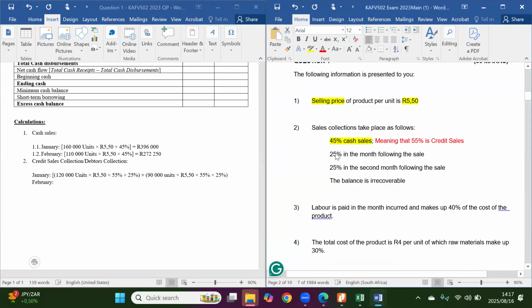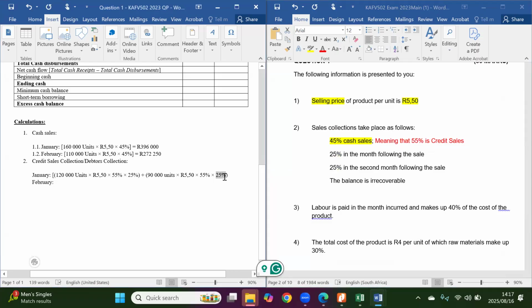Sometimes this might be different. They might give it as 35%. Are we together? And this might be 20%. So they can change all of those things. But what is important is that in this case, they made it simpler because they gave you the same percentages anyways. So now this 25% for December is collected in January. Are we together? So that's what you have here in this calculation for January.